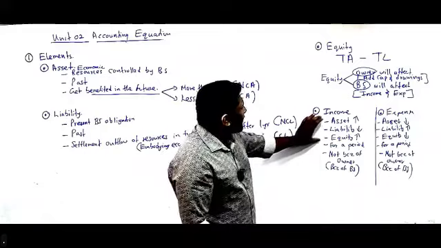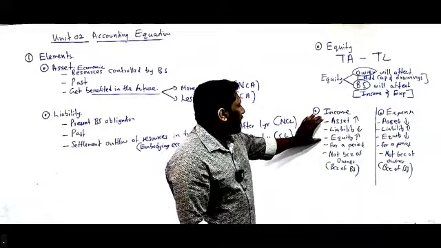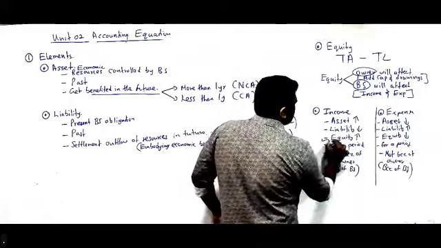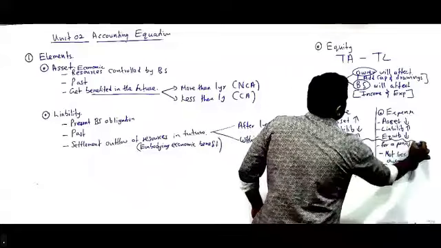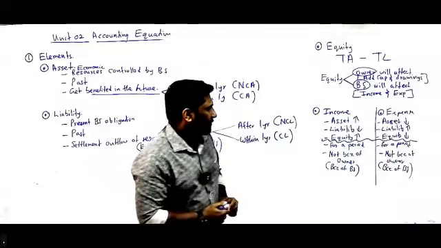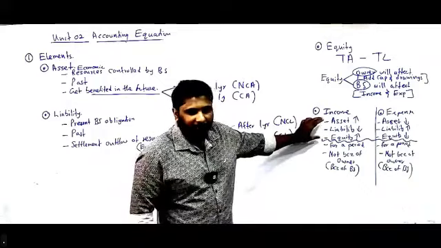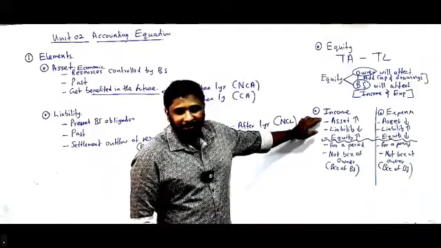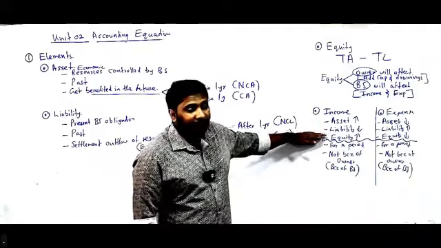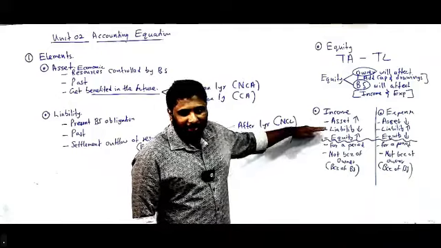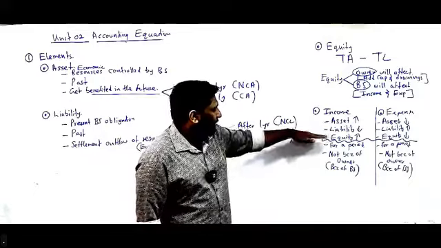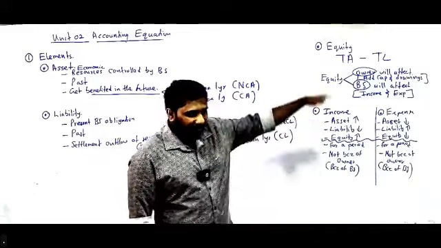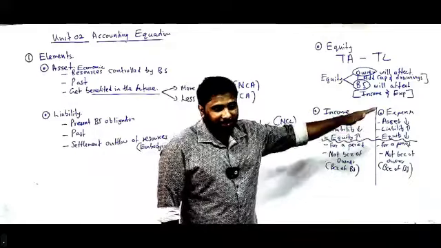So by looking at this, you can tell me three differences between income and expenses. Income will increase the asset. Expense will decrease the asset. Income will decrease the liability. Expense will increase the liability. Income will increase the equity. Expense will decrease the equity.